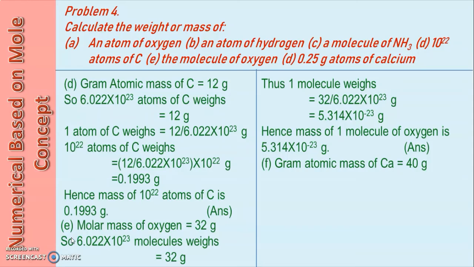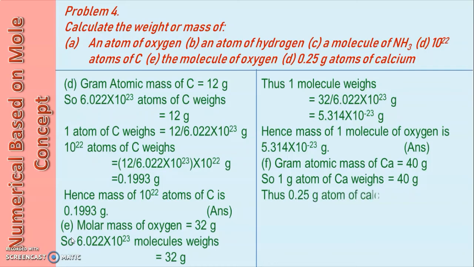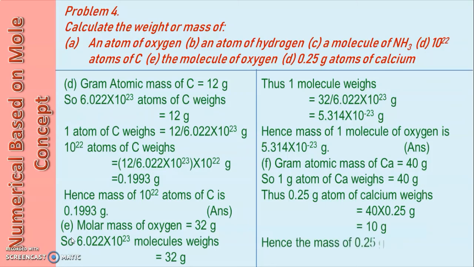That means 40 gram. 40 gram means 1 gram atom. So 1 gram atom of calcium is equal to 40 gram. 0.25 gram atom of calcium will be equal to 40 into 0.25 gram, which will be equal to 10 gram. So the mass of 0.25 gram atom of calcium is 10 gram.